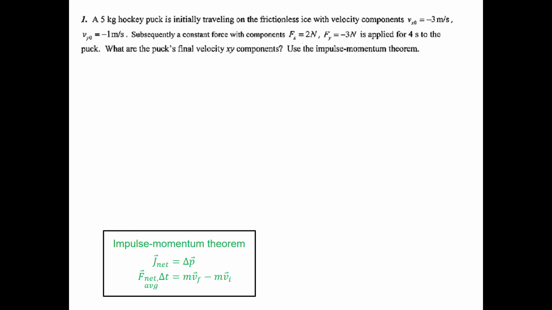A 5-kilogram hockey puck is initially traveling on frictionless ice with certain x and y velocity components. Something happens to it. Maybe someone hits it with a hockey stick, and in this case, we're imagining that the force delivered by the stick, or whatever force is being applied to it, is constant over a certain period of time, for 4 seconds. I'm imagining the xy plane is the plane of the ice, a horizontal hockey rink or something like that. So a force with these components, a constant force, is applied for 4 seconds.